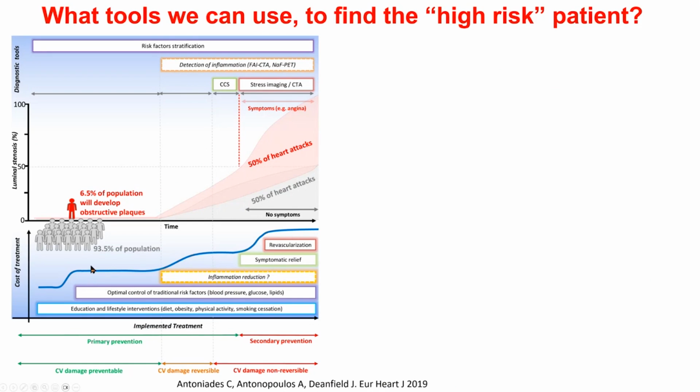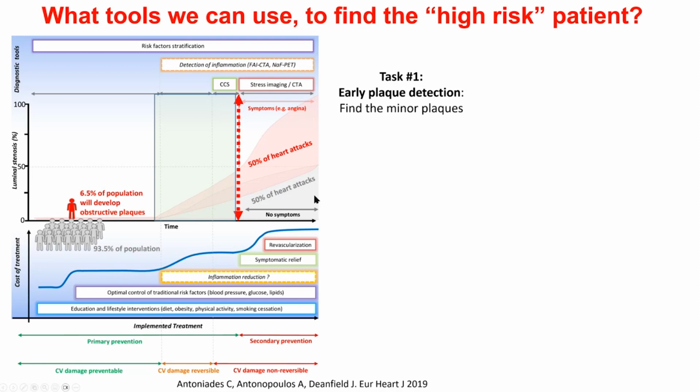Looking now into the cardiovascular disease trajectory, we know that 6.5% of the population will develop obstructive coronary artery disease at some point in their life, and these will come with symptoms, chest pain, angina. However, we know that nearly half of the heart attacks, 50%, happen among those who never had symptoms before, and they do not have obstructive disease. This is why we now focus more on early detection of cardiovascular disease, because that's a window of opportunity to intervene and prevent heart attacks from happening.